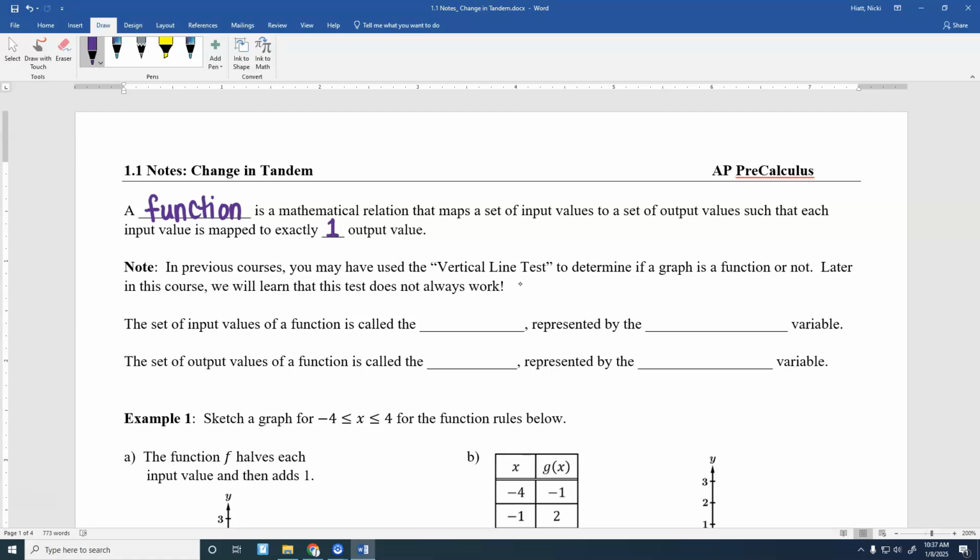So the set of input values of a function is called the domain. What's my computer doing here? Domain.